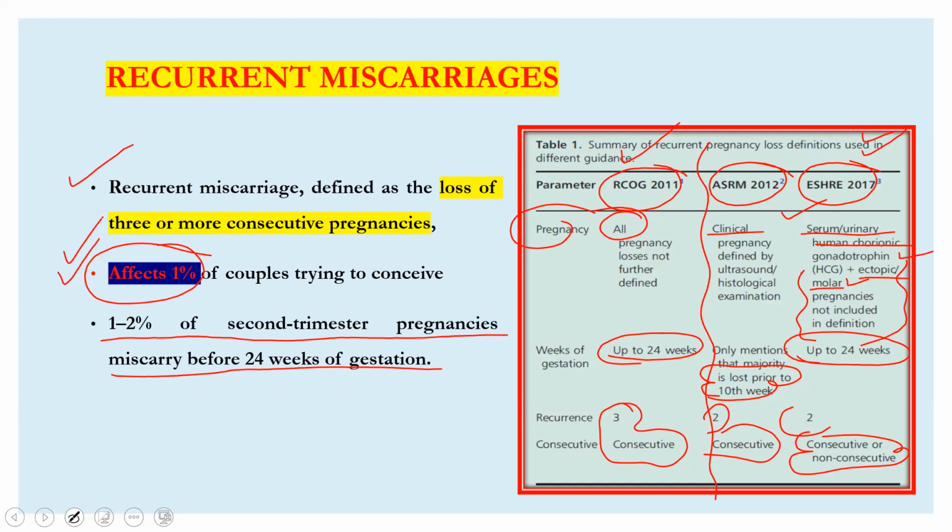So let's make it clear again. Loss of 3 or more miscarriages affects 1% of the couples trying to conceive, and 1 to 2% of the second trimester pregnancies will miscarry before 24 weeks of gestation. Are you guys with me?